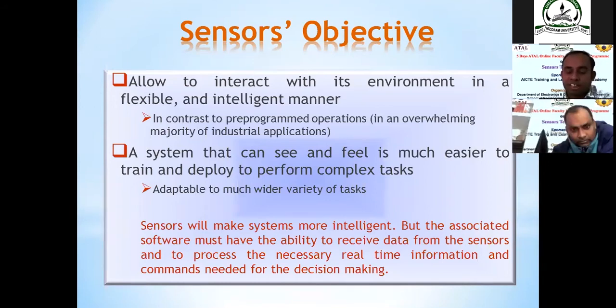So maybe a number of processing steps are required, but before that, the first step is the sensor. We require the sensor first, and if we can make it intelligent, then obviously that will be beneficial for us, and then we have to do the necessary processing of this real-time information.